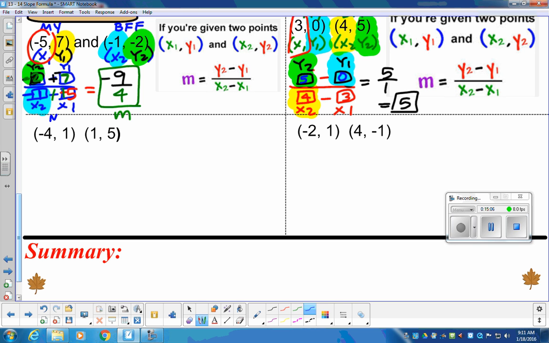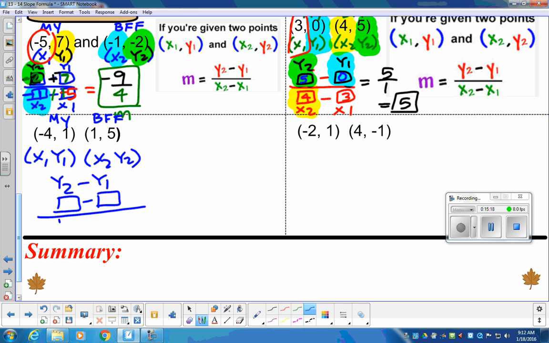As we start to solve, this is my hotel room. This is my best friend's hotel room. So we have x1, y1, and x2, y2. The formula says y2 minus y1 divided by x2 minus x1. Go ahead and get that set up. We're looking for the slope of the line, or the steepness of that line.